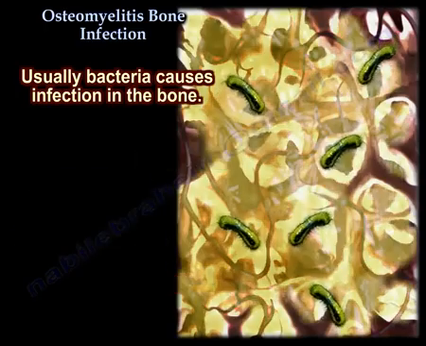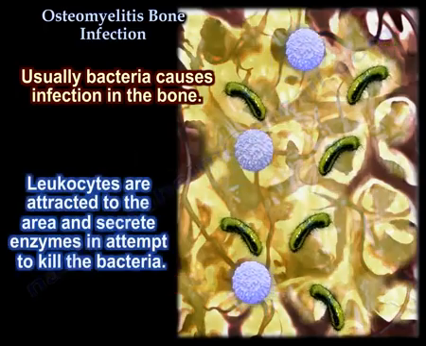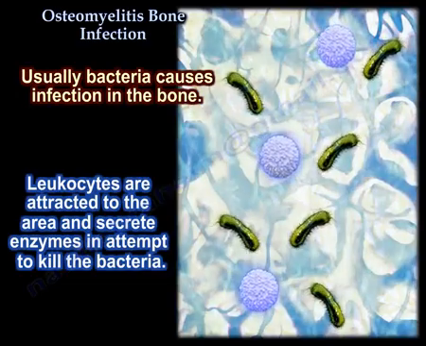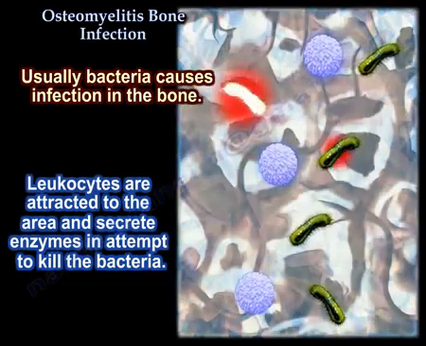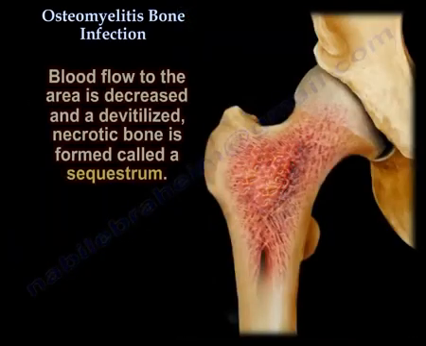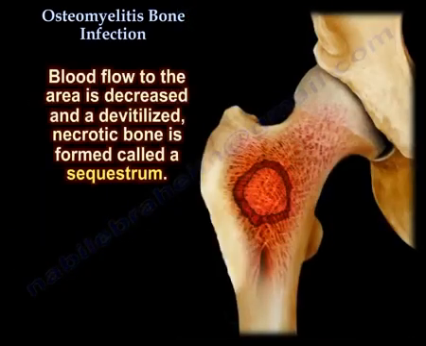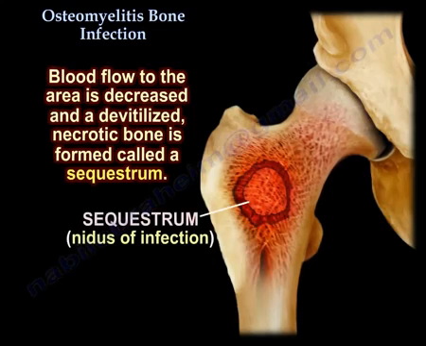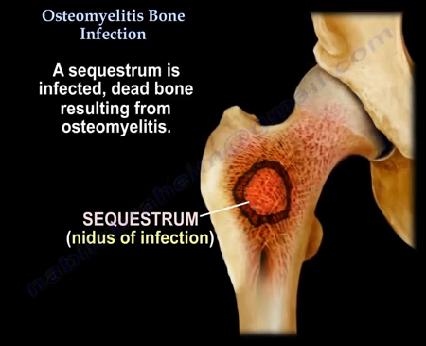The leukocytes, which are the white blood cells, are attracted to the area and secrete enzymes in an attempt to kill the bacteria. The blood flow to the area is decreased, and a devitalized necrotic bone is formed, and that is called the sequestrum. The sequestrum is an infected dead bone resulting from osteomyelitis, and here is a representative example of a sequestrum, which is the nidus of infection.